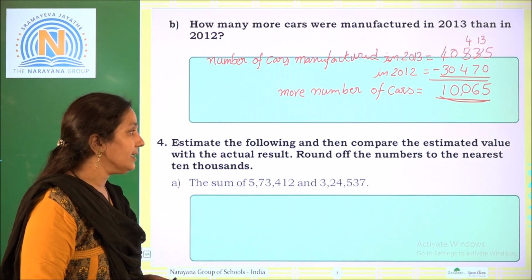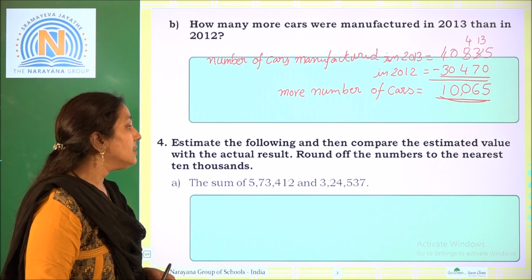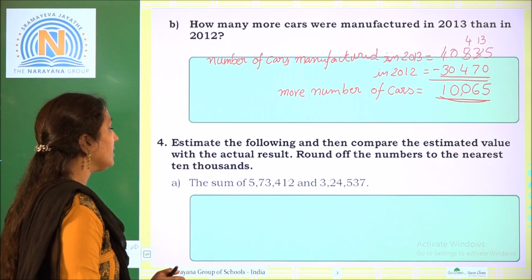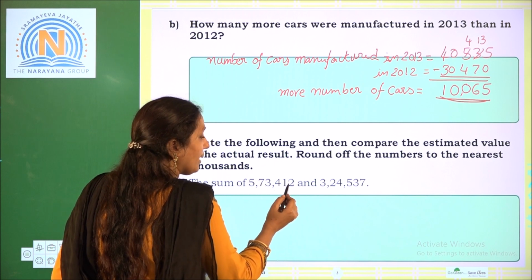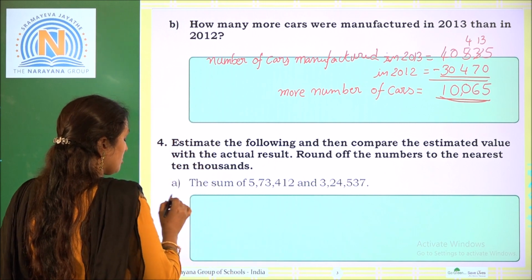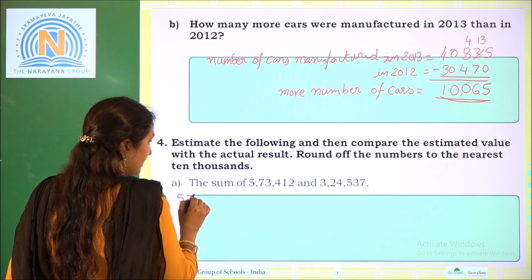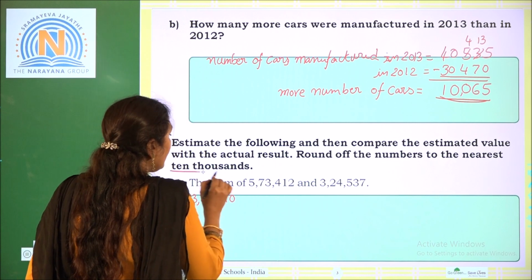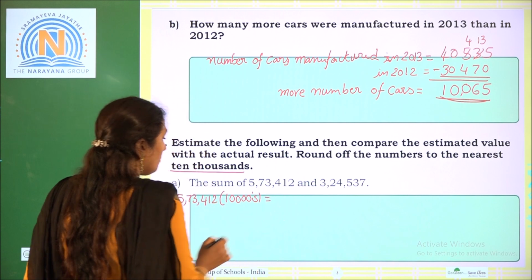Estimate the following and then compare the estimated value with the actual result. Round off the numbers to the nearest 10,000s. So first estimate the values. First the sum of 5,73,412 and 3,24,537. So first estimate 5,73,412 to the nearest 10,000s. So what did you get?